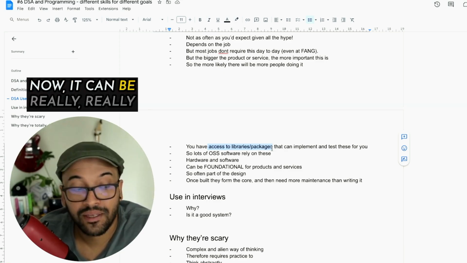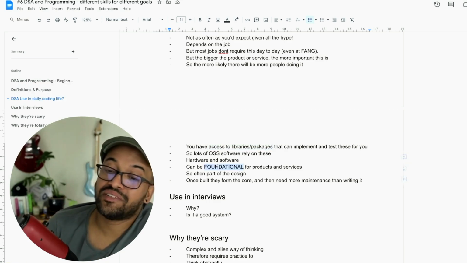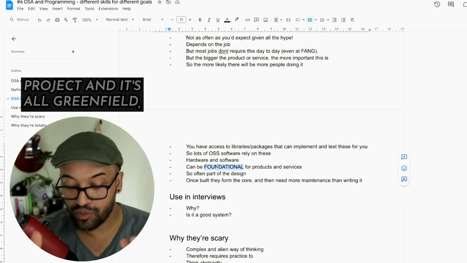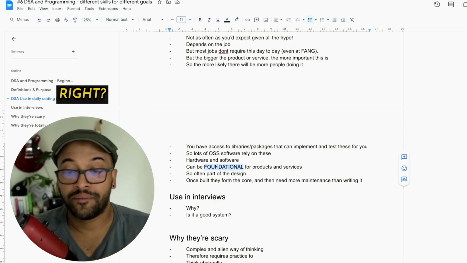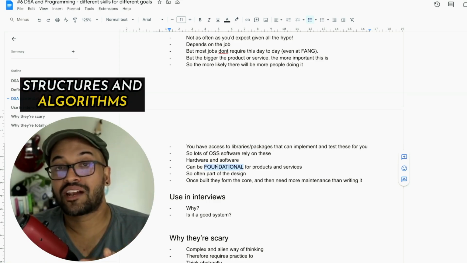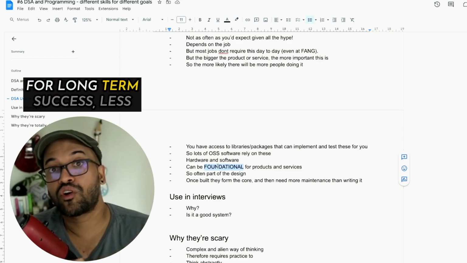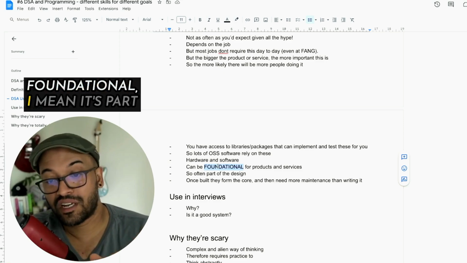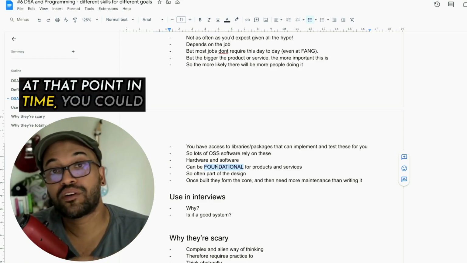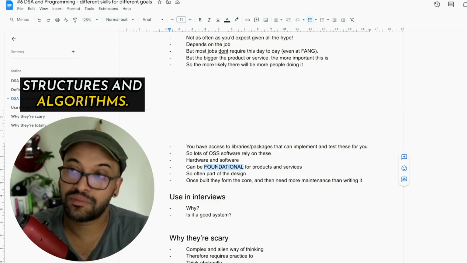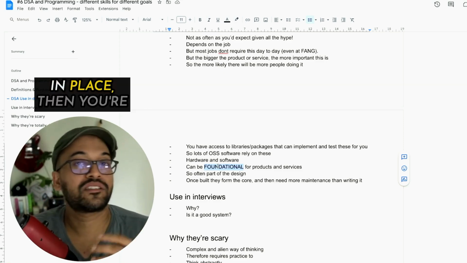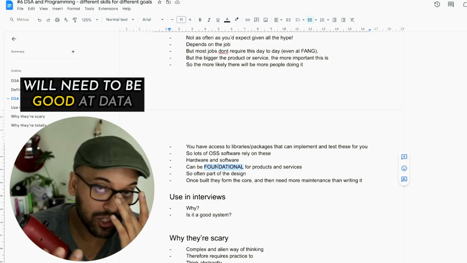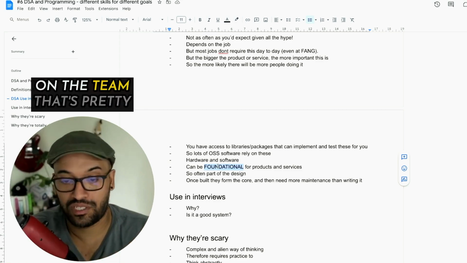Now, it can be really foundational for products and services. What do I mean by that? Sometimes when you're starting out a completely new project and it's all greenfield, right? Then choosing the right data structures and algorithms could set up the company for long-term success, less maintenance problems, less rewriting. So often when I say foundational, I mean it's part of designing a system. At that point in time, you could give a lot of thought to data structures and algorithms. And then once it's implemented and in place, then you're just building the rest of the product around it, right? So often very early teams will need to be good at data structures and algorithms, or at least have somebody on the team that's pretty good at that.